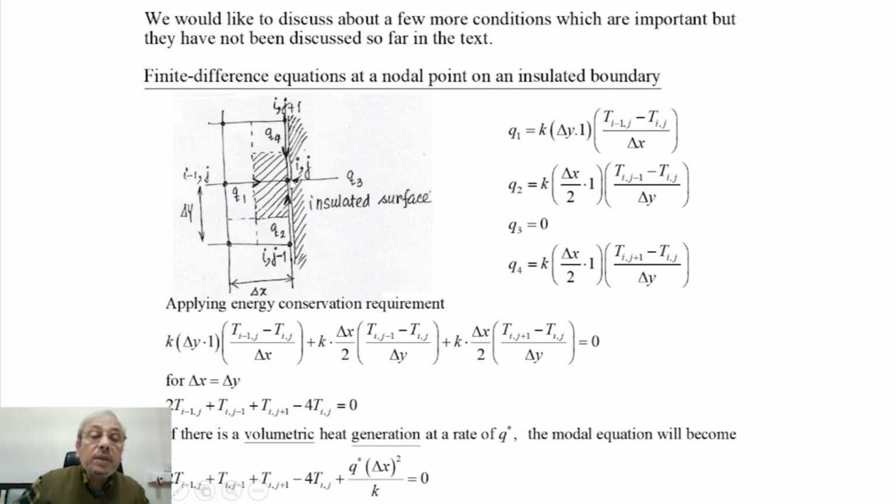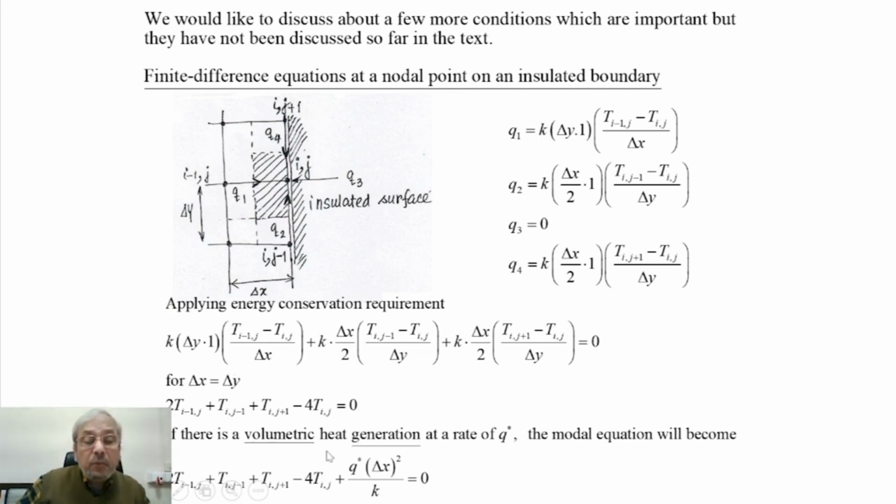This is the equation for this node if it is located in such a way that it faces insulation on its side. That means the surface is insulated and this node is located here, whereas the right hand side is insulated.